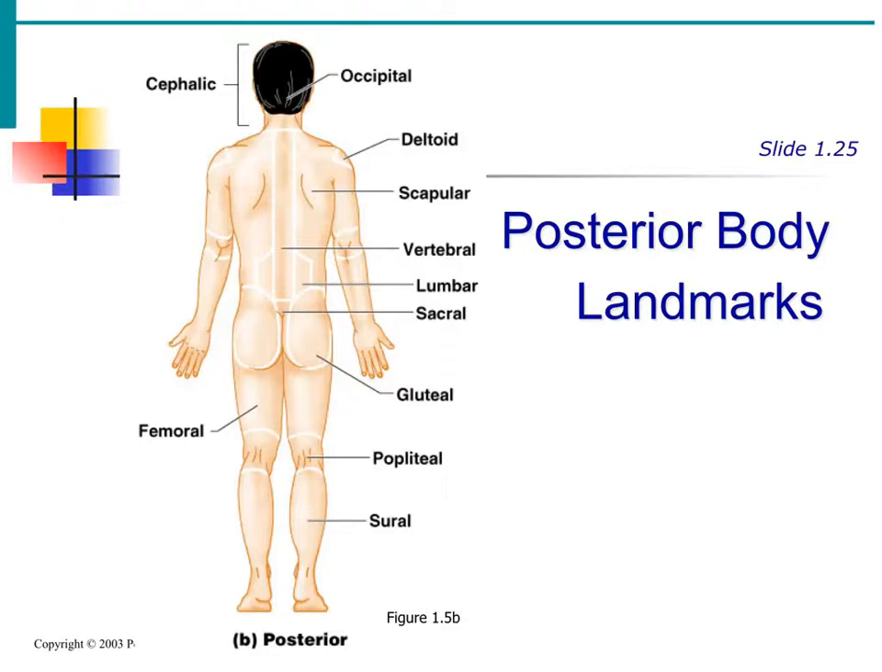Lumbar, again, remember, is the lower back. Sacral is this upside down triangle area between the hips. Gluteal refers to the buttocks region. We see femoral on this one too, because femoral refers to the entire thigh, front and back. Popliteal refers to the back of the knee. And then sural is the back portion of the lower leg.